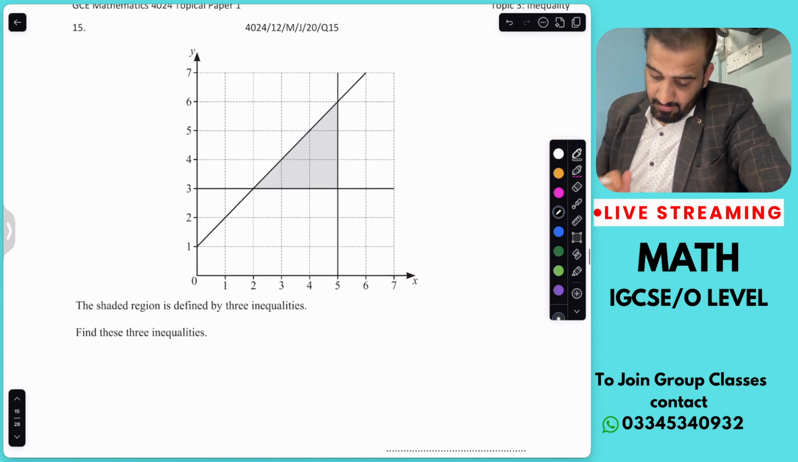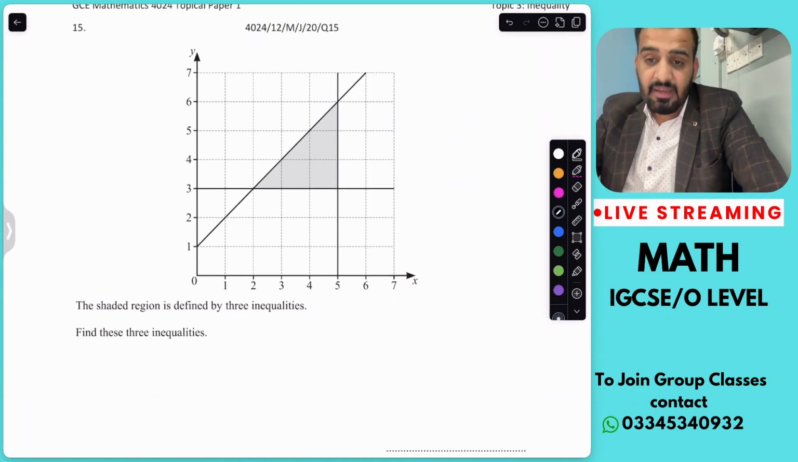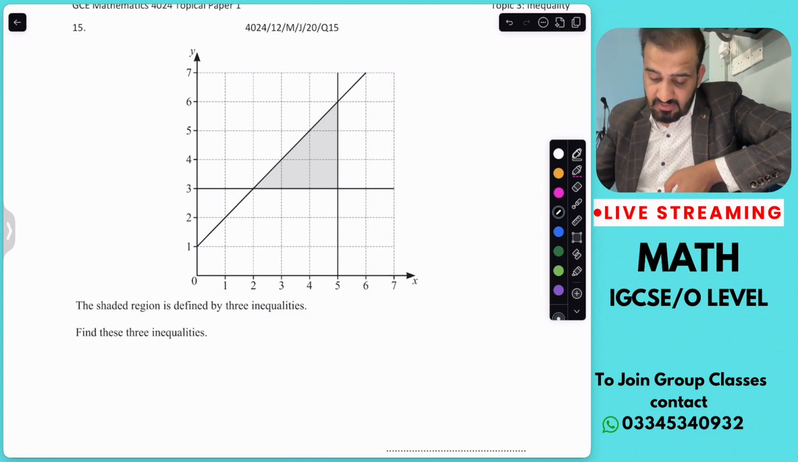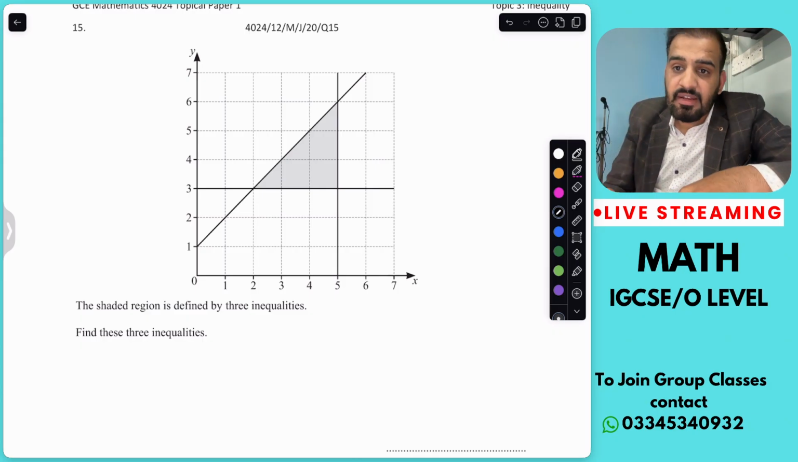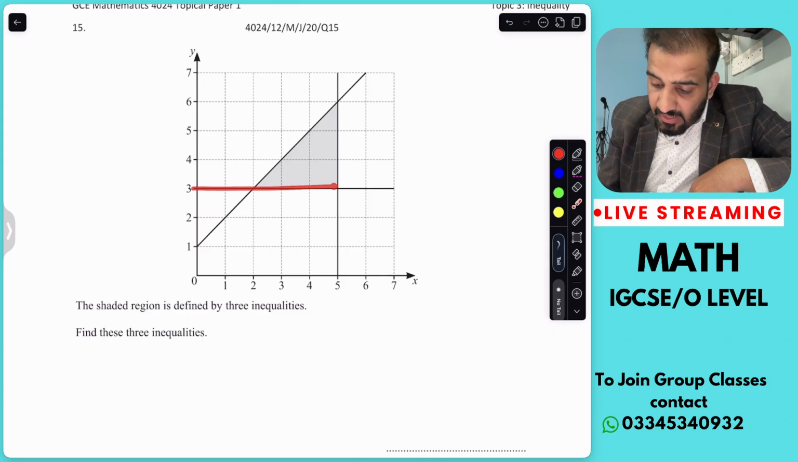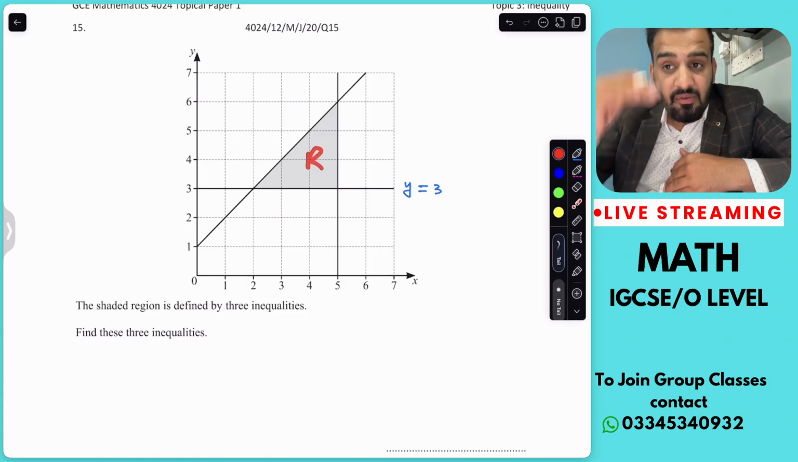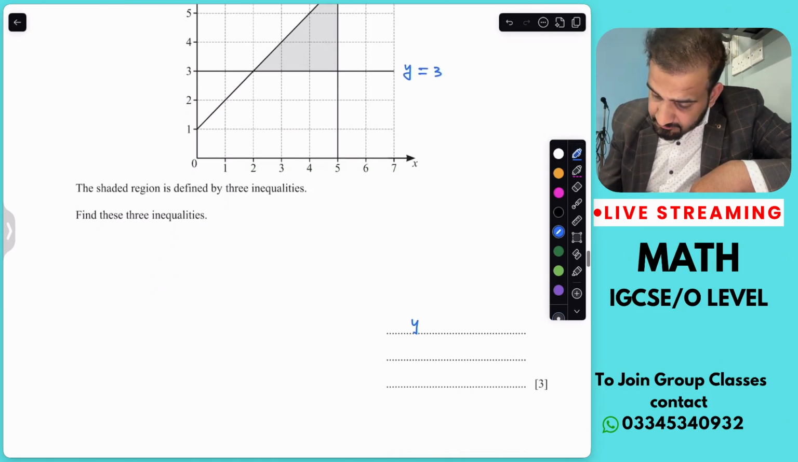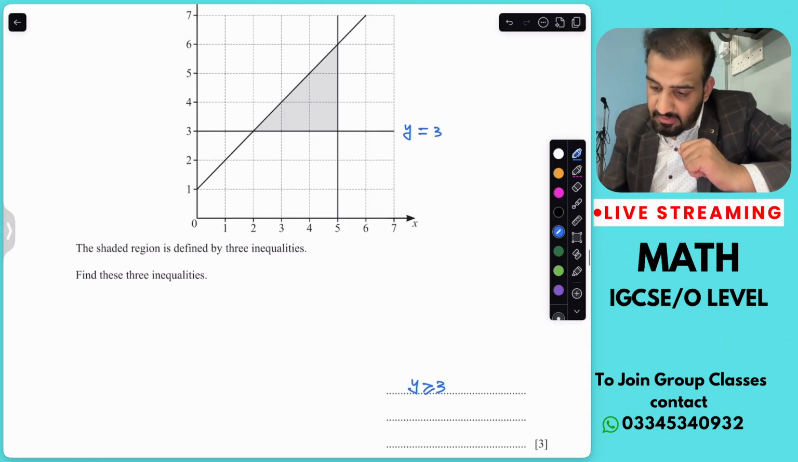Question 15. The shaded region is defined by three inequalities. Find these three inequalities. How do we find them? What is this line? It's a horizontal line, y equals 3. You know that this region R is above the line, so you will say y is greater than or equal to 3, because the line is a solid line.